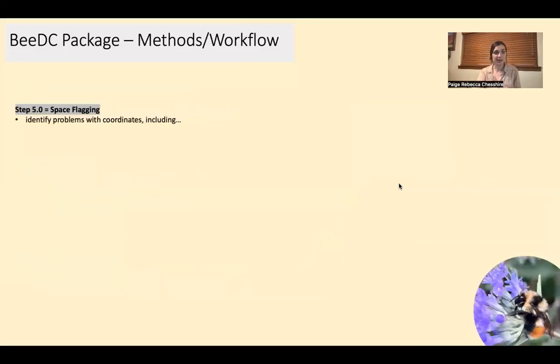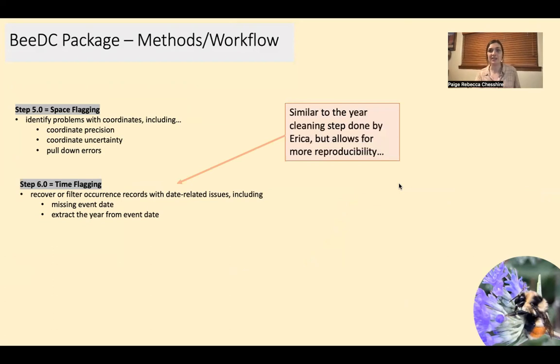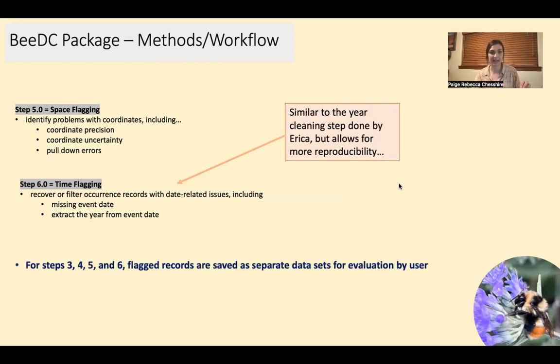Step 5 is space flagging, where problems with coordinates are identified, like coordinate uncertainty or coordinate precision issues. Step 6 is time flagging, where records are either recovered or filtered out if there are date-related issues, like missing event date or extracting the year from the event date column. And so, again, this is similar to the year cleaning step done by my collaborator or co-author, Erica Fischer, but it is all done in R in one package.